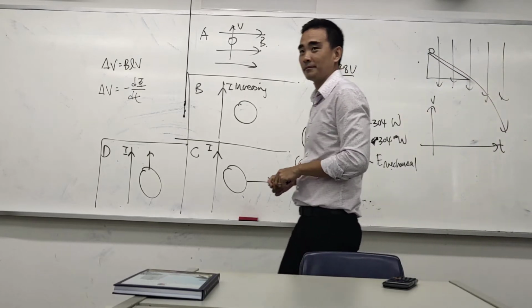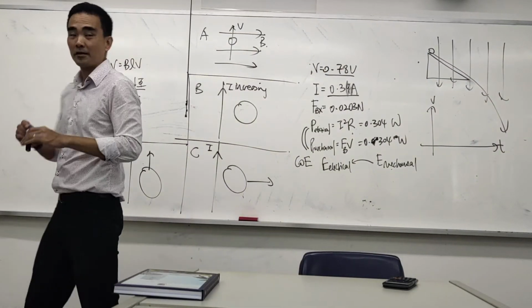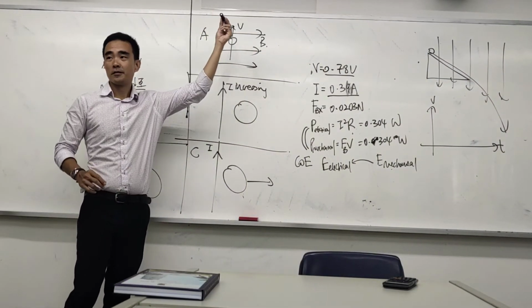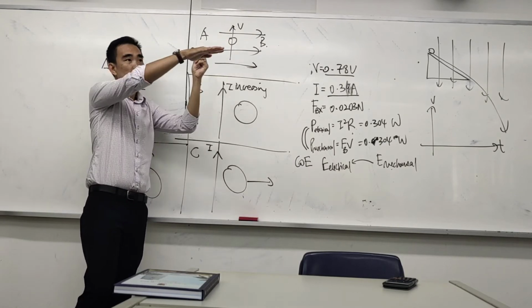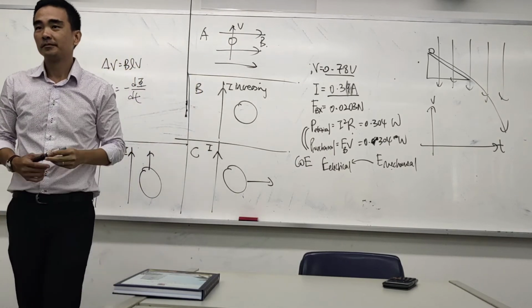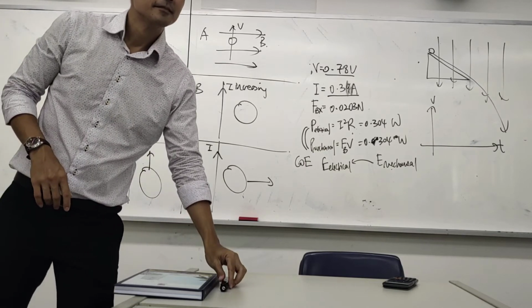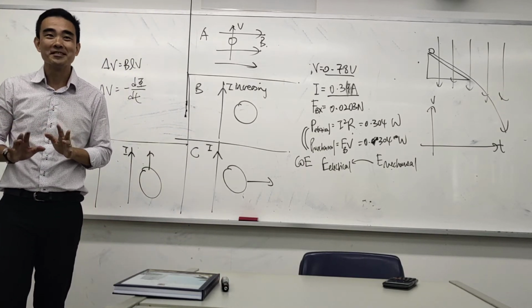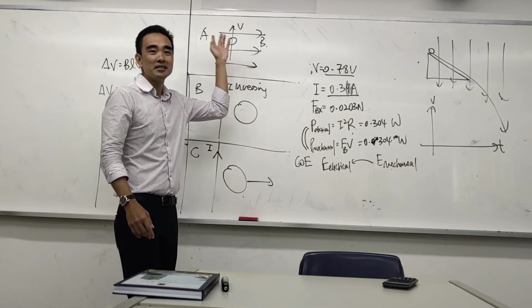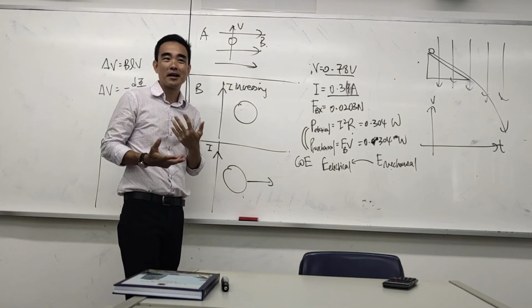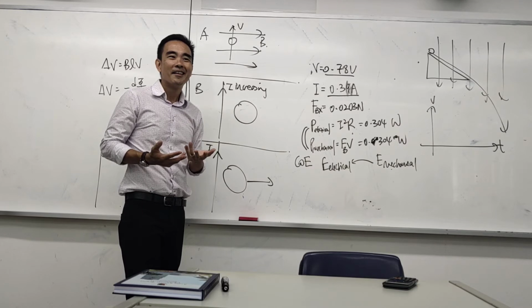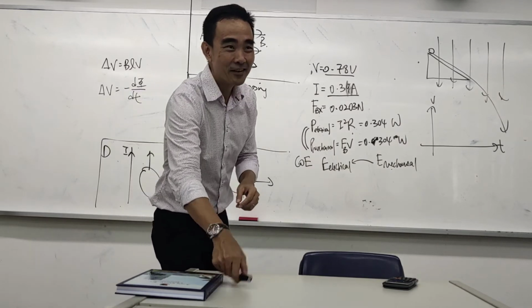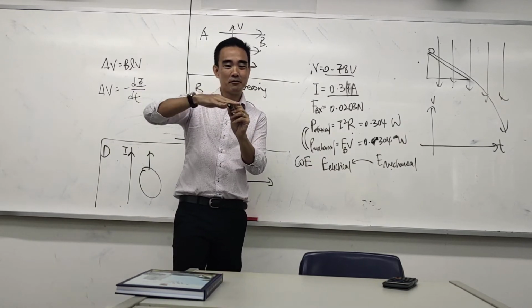So A is like a rod going upwards. That means the rod is moved this way in the presence of the field this way. There can only be 2 answers, basically. Some students can tell me the current is flowing up.